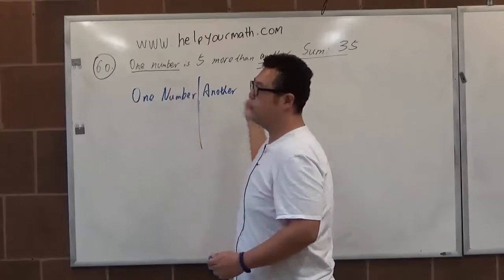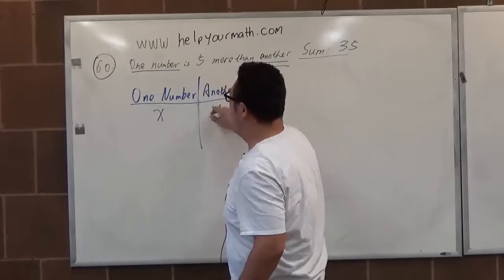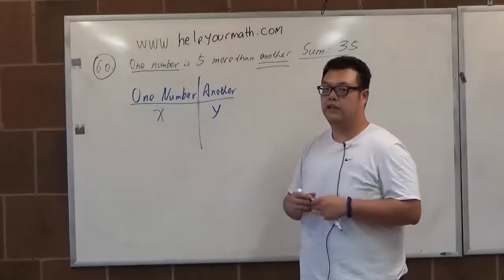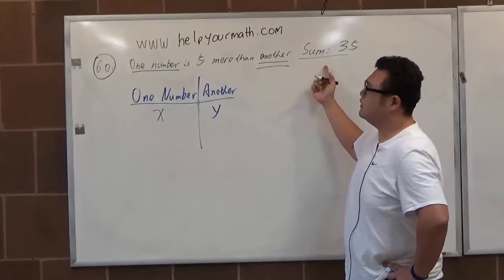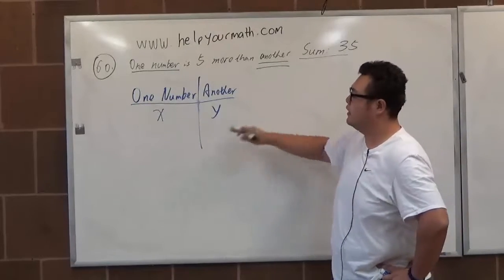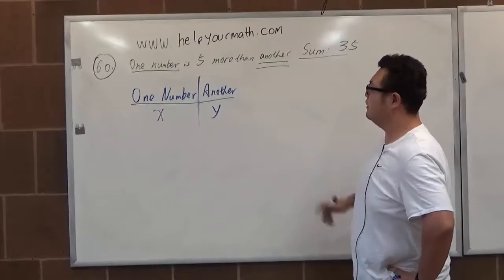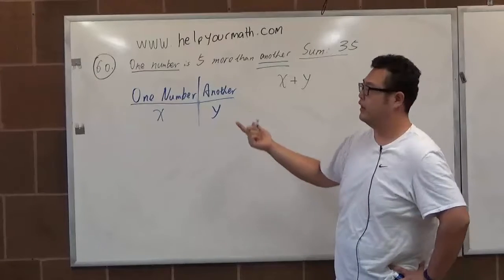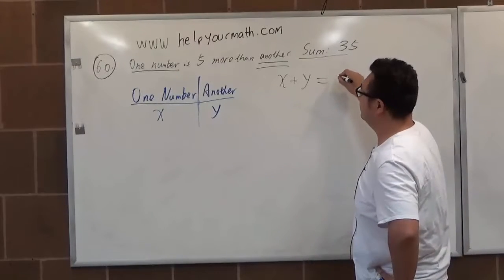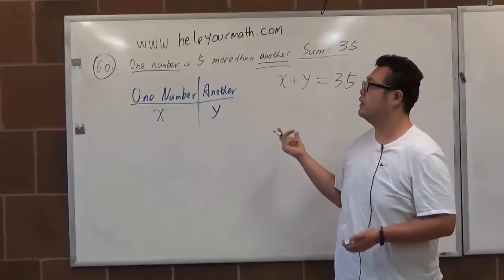We have one number, another number. We use x for one number, y for another. The second sentence is telling us the sum of the two numbers is 35. So the sum of x and y, x plus y, is 35. That's one equation already.